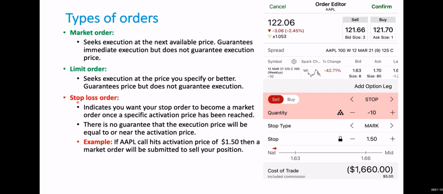And then stop loss order. So what is a stop loss order? A stop loss order indicates you want your stop order to become a market order once a specific activation price has been reached, right?